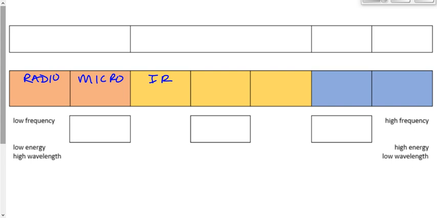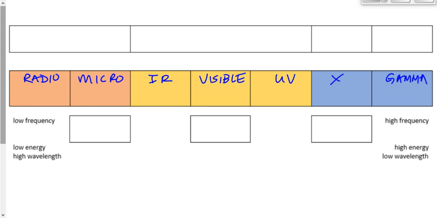Well, red and all the other colors of visible light. Red, orange, yellow, green, blue, indigo, and violet. What comes above violet? Ultraviolet. And then we have X-rays, and then we have gamma rays.